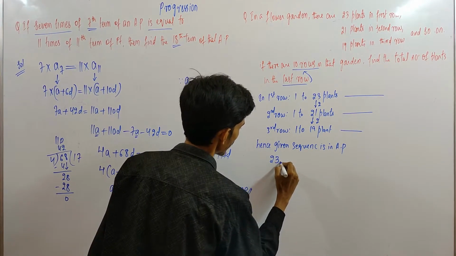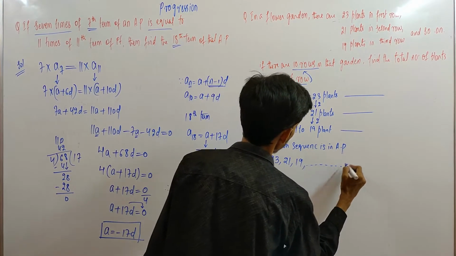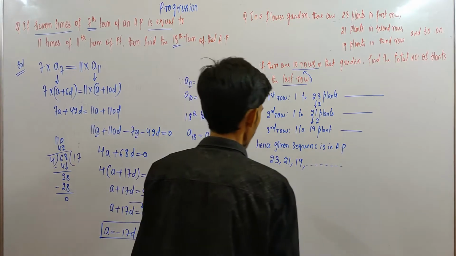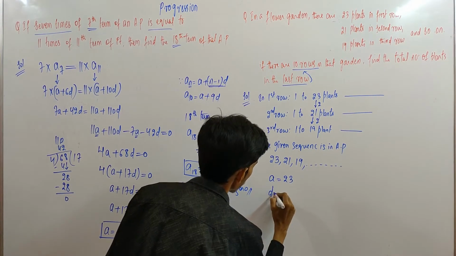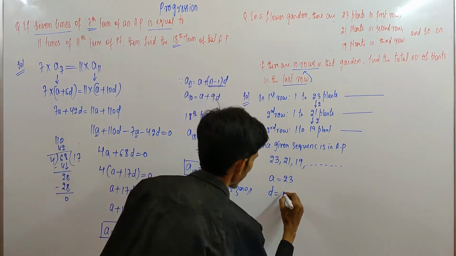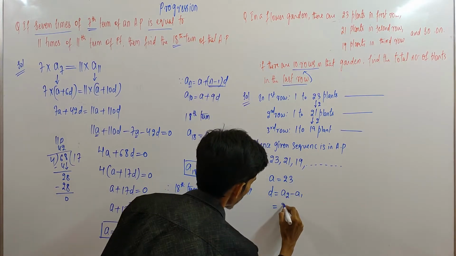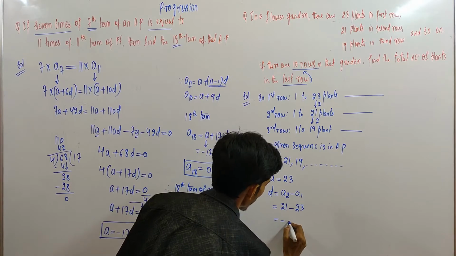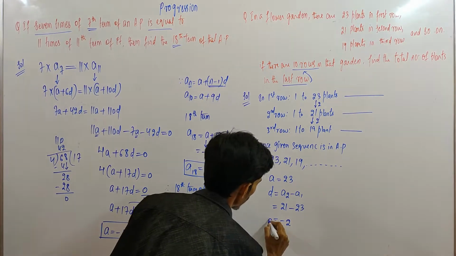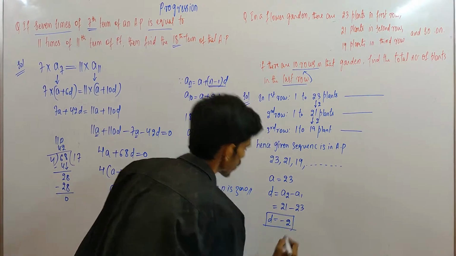First term is 23, next is 21 and 19 and so on. Now the first term is 23. We will calculate common difference, that is A2 minus A1. A2 is 21 minus A1 is 23. So we have minus 2. We got common difference D equal to minus 2.